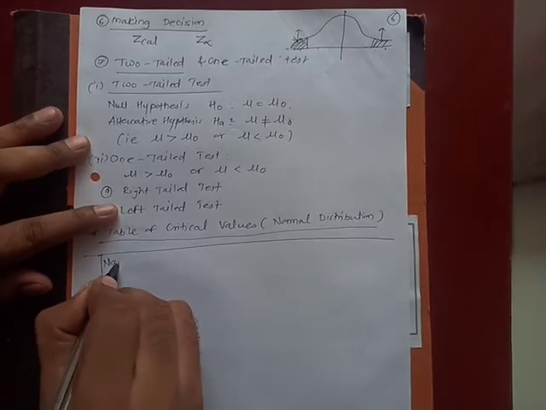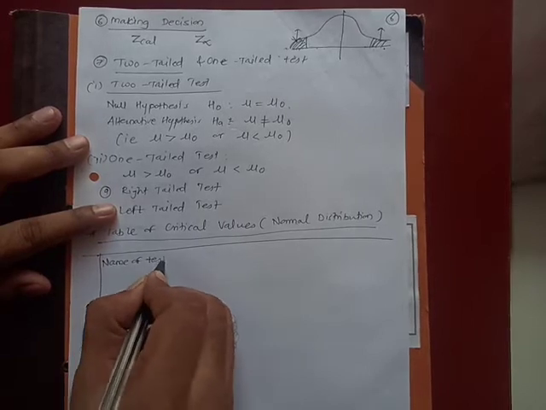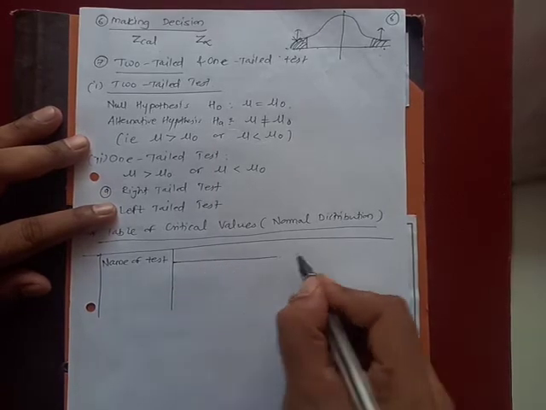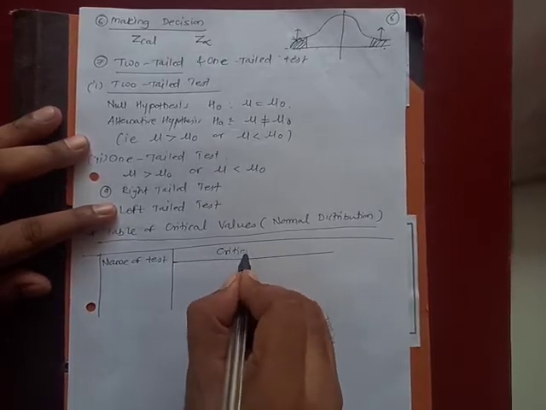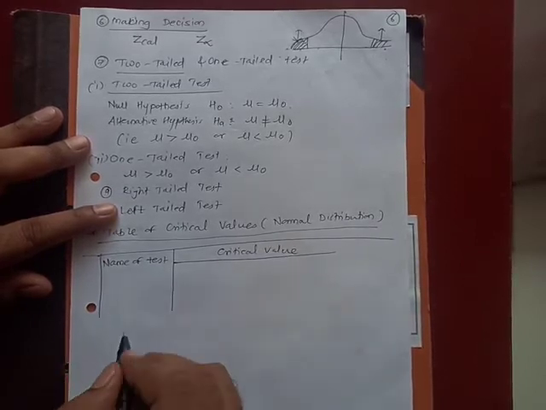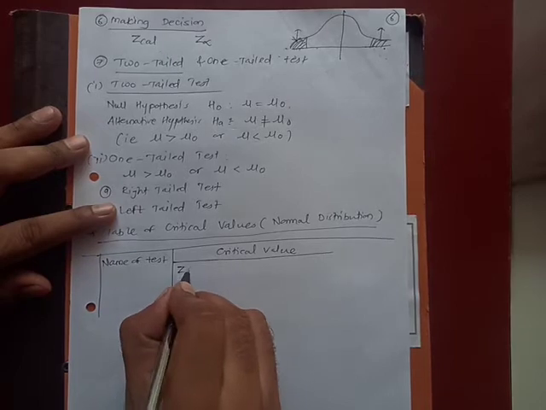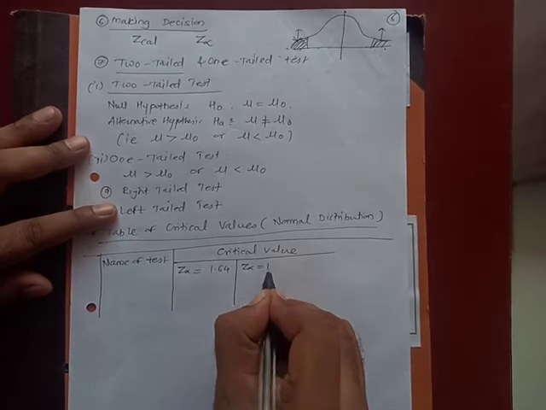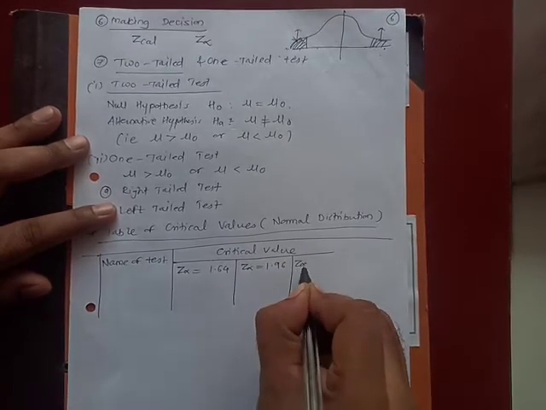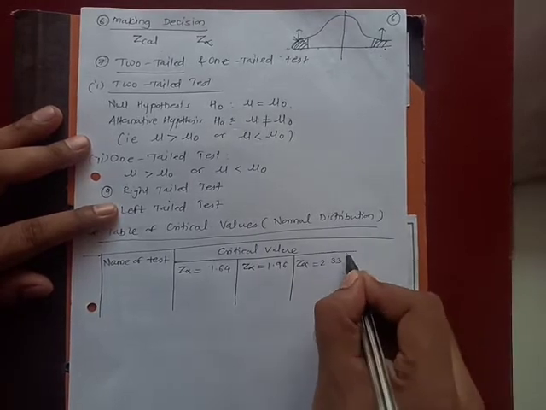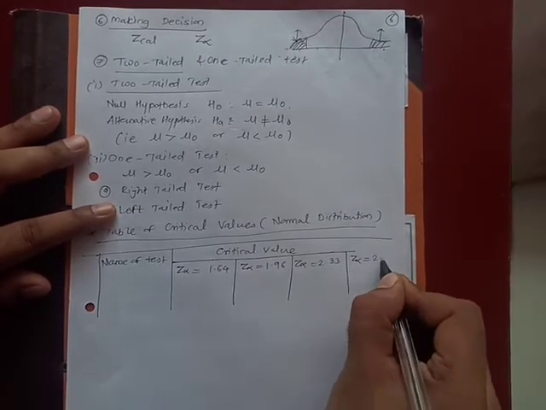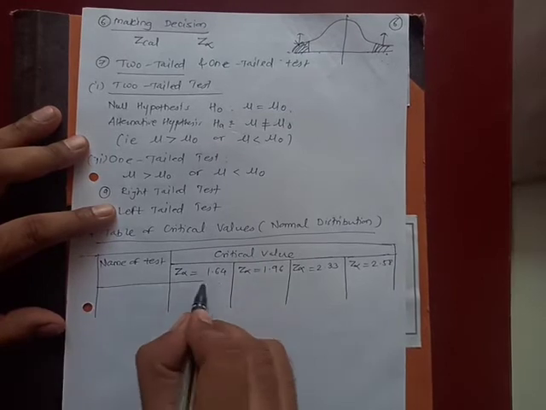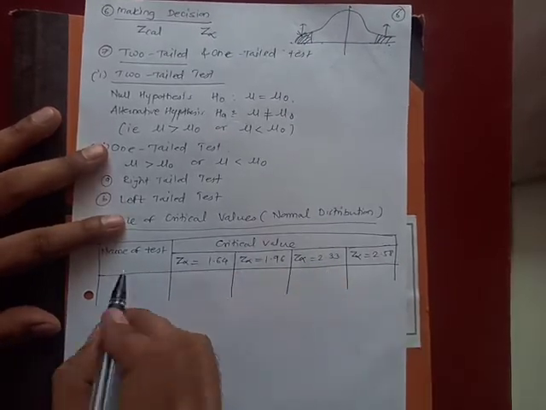Name of the test: this will be two-tailed and one-tailed. Next is the critical value. Z alpha equal to 1.64, Z alpha equal to 1.96, Z alpha equal to 2.33, Z alpha equal to 2.58, right? These are the critical values.